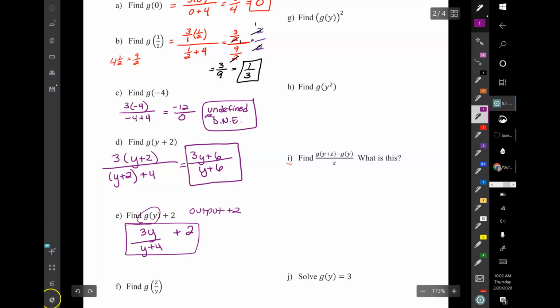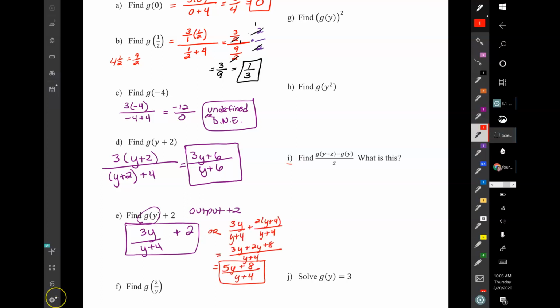I can actually do that. I'll stop it and show you what that looks like. Okay, so if I did that, I would have 3y over y plus 4 plus 2 times quantity y plus 4 over y plus 4, getting a common denominator. I can't clear the denominator. It's an expression at this point, it's not set equal to anything, not solving. Then I would distribute the 2 times y and the 2 times 4, so I would get a plus 2y plus 8 on the right hand side there.